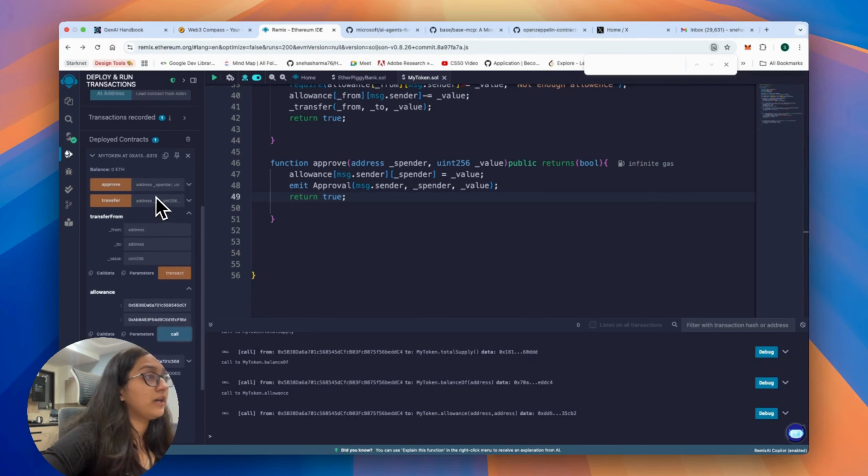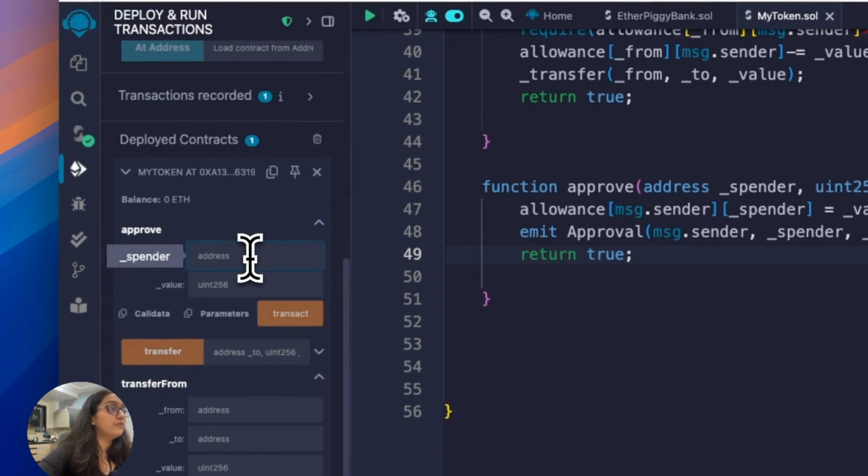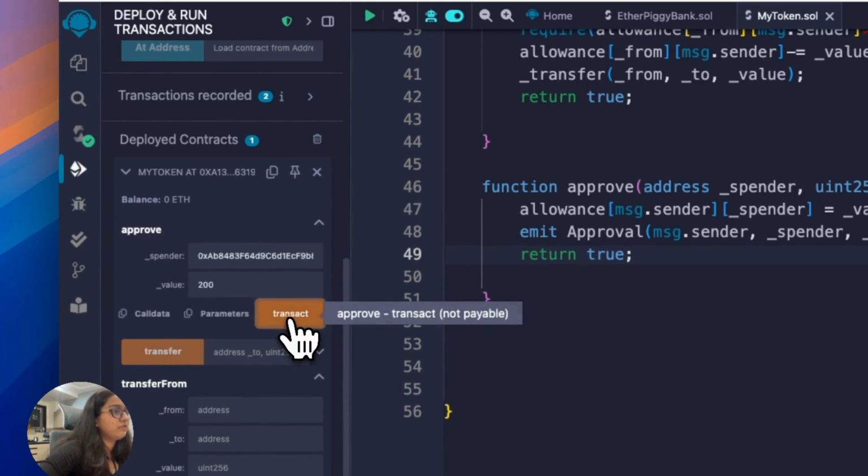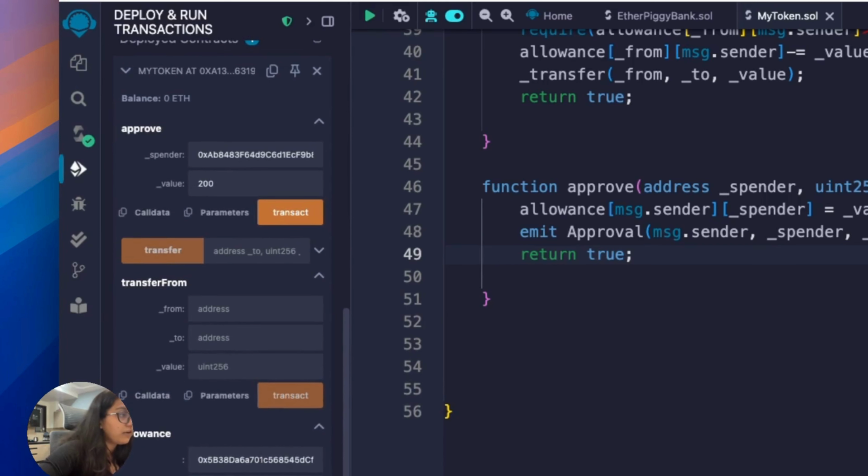And I'll say, I want to approve a spender. Have I put the right address? Yes. And I want this person to be able to spend 200. Okay, it goes through. Now, can you check the allowance here? 200, right? That is how it happens. Now I've allowed this particular address.